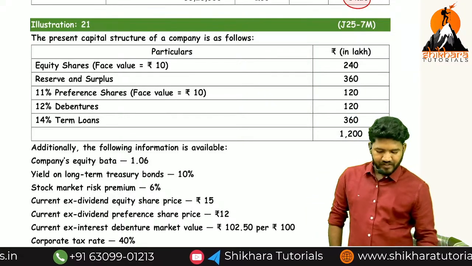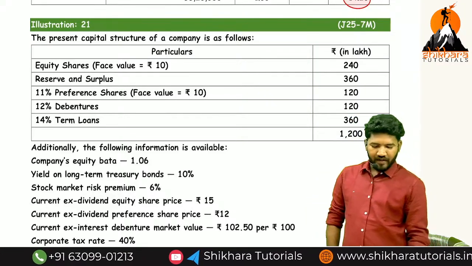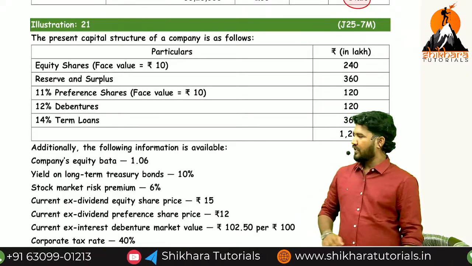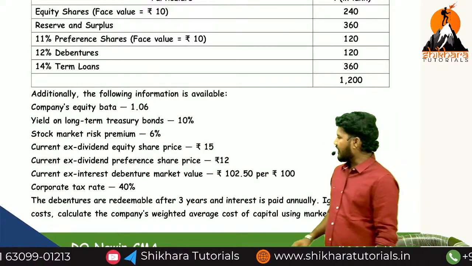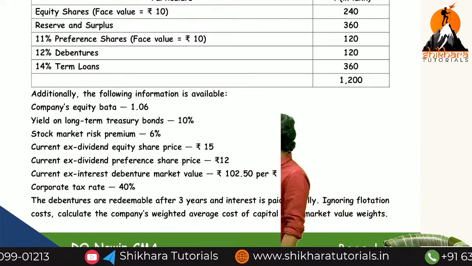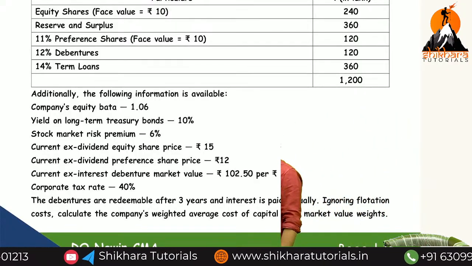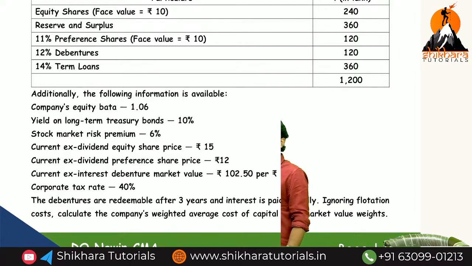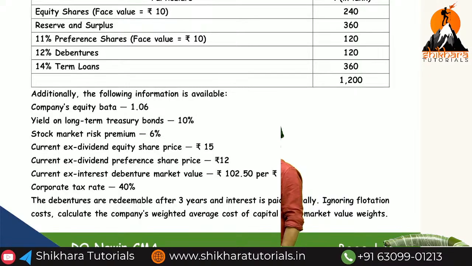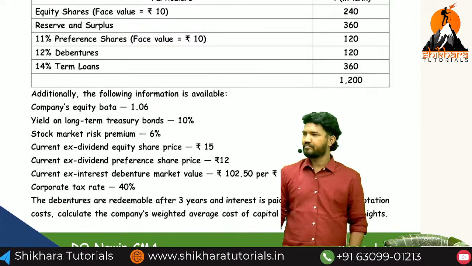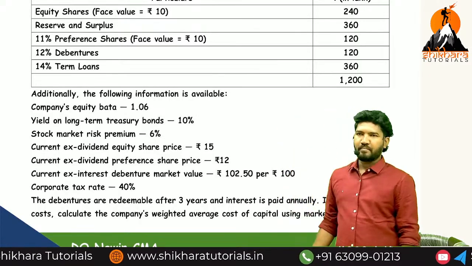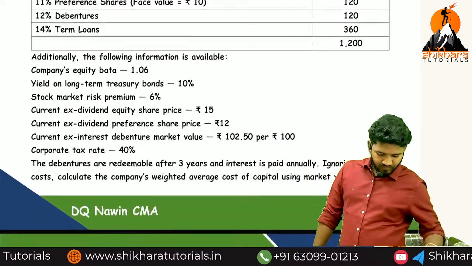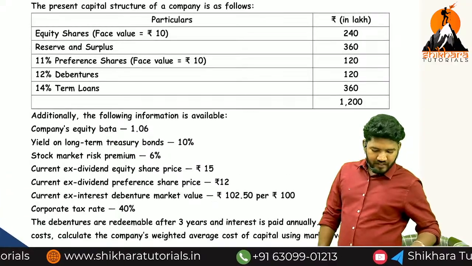12% debentures, 120 lakhs is the capital. I want the face value. Check the market price. Current ex interest debenture market value is 102.5 per 100. They said the face value also: the face value is 100 rupees, but in the market it traded at 102.5. Market price is used for the purpose of market value calculation. Okay, then fine. Corporate tax, come to the additional information.